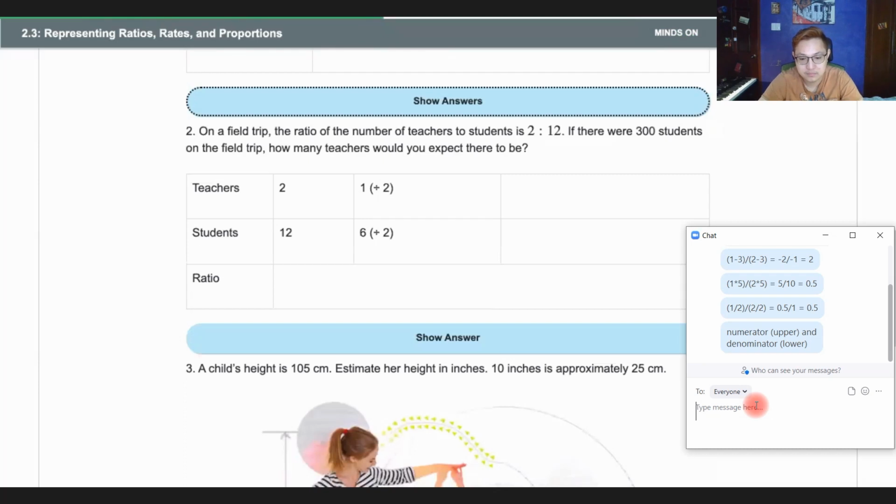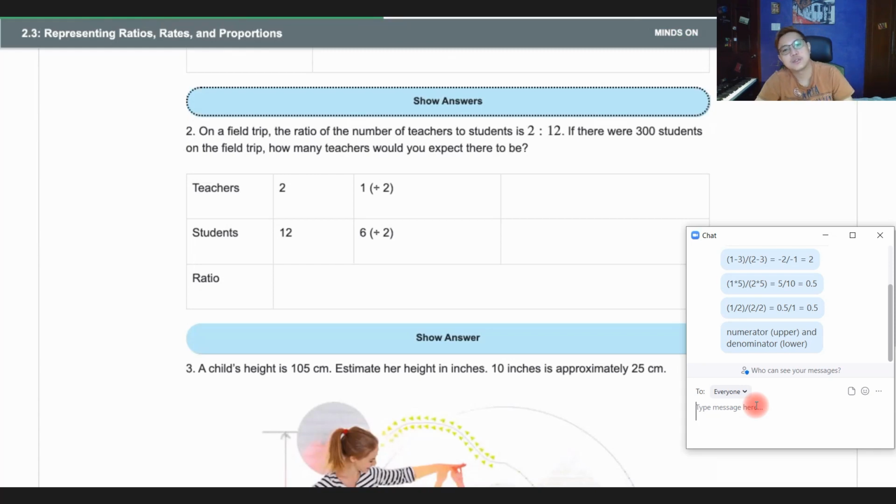On the field trip, the ratio of the number of teachers to students is 2 to 12. If there were 300 students on the field trip, how many teachers would you expect there to be? You would take the 300 students and divide by 12, and you would get 25. Then you take the 2 teachers and multiply by 25, so there would be 50 teachers to watch the students on the trip.